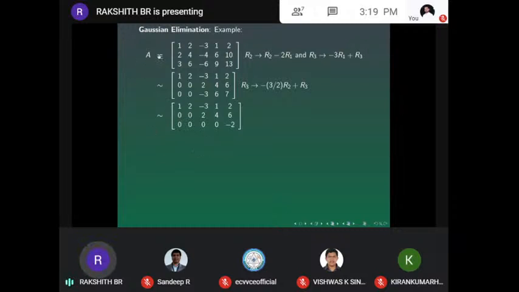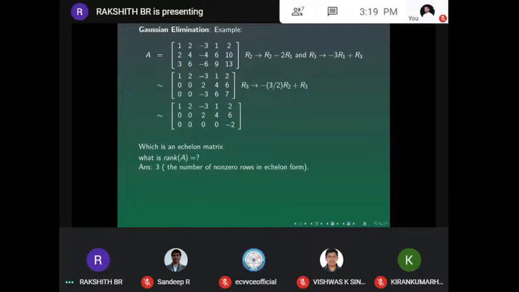If you want to know the rank of A, then you simply count the number of non-zero rows. How many non-zero rows are there? There are 1, 2, 3. All the rows are non-zero, therefore the rank of A is 3. So this is an echelon form, and the rank of A is 3 because the number of non-zero rows in its echelon form is 3.